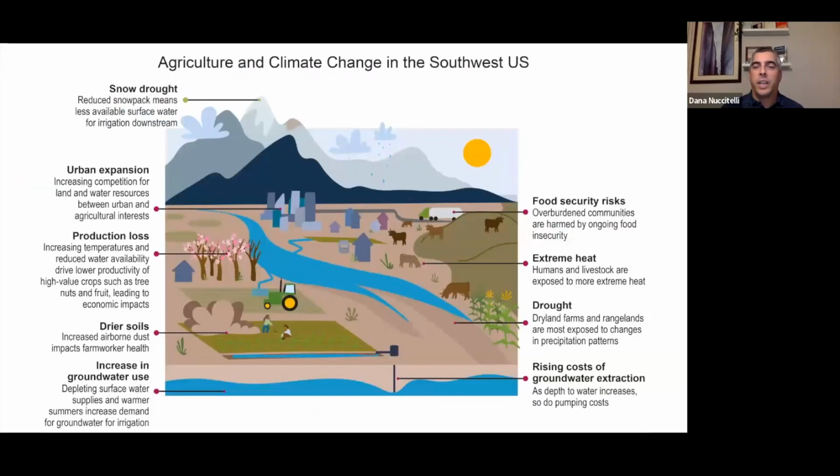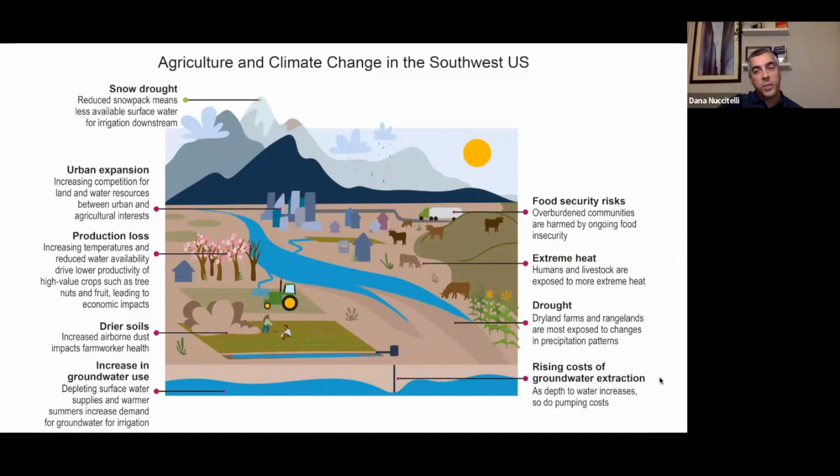So this is a very nice graphic from the report that shows all the different interactions between agriculture and climate change in the Southwest. Again, we have that reduction in the snowpack, which reduces our surface water availability from the snowpack melting and refilling our water supply. We have food security risks as a result of stressors on our agriculture, extreme heat causing problems both to crops and to workers and livestock, and droughts causing problems for our water supply.